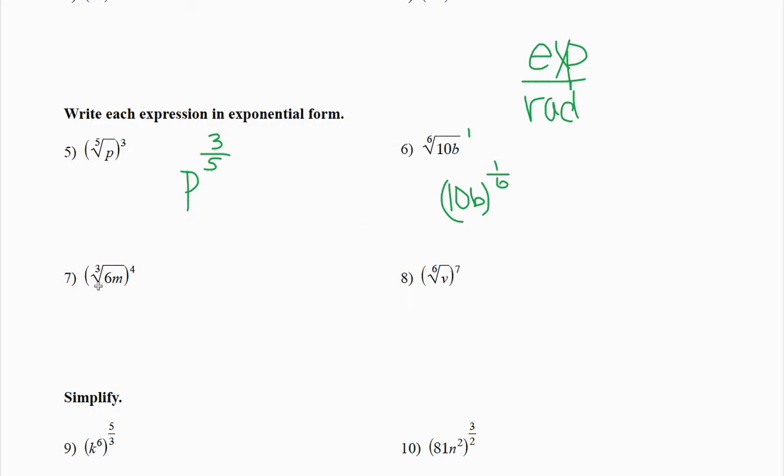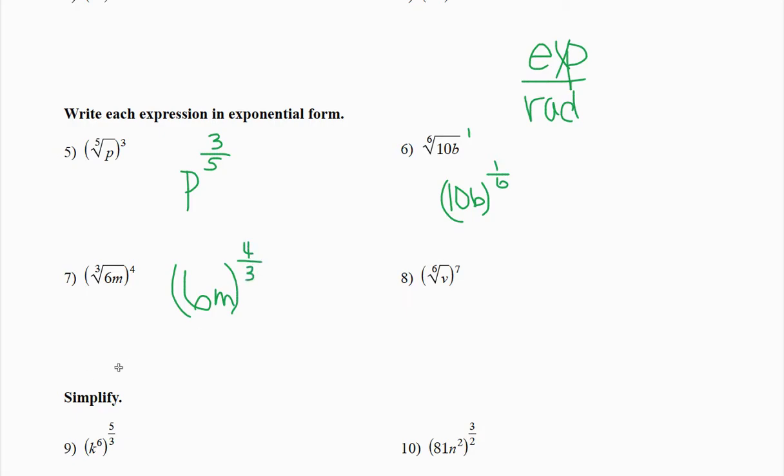Okay, so again, what's inside the radical is 6m. Put it inside parentheses, and it is important that you put the parentheses. It will be wrong without the parentheses. I'll explain that in just a moment. Remember, it's exponent over radical.